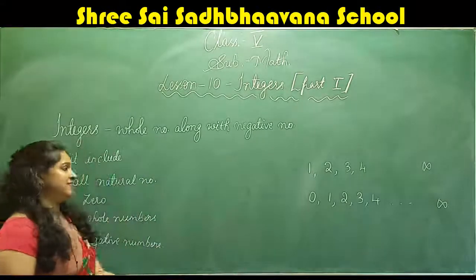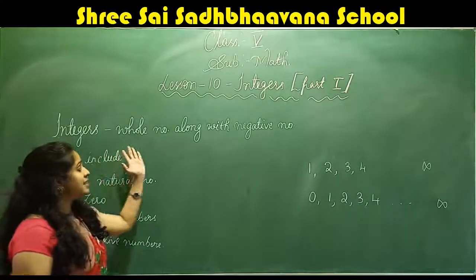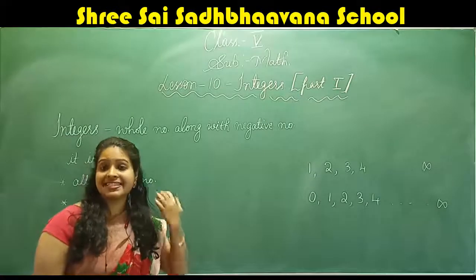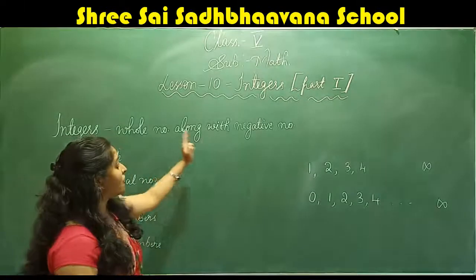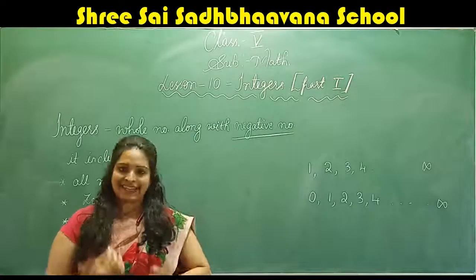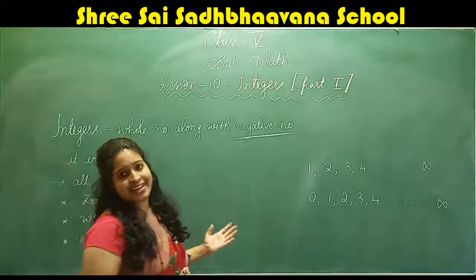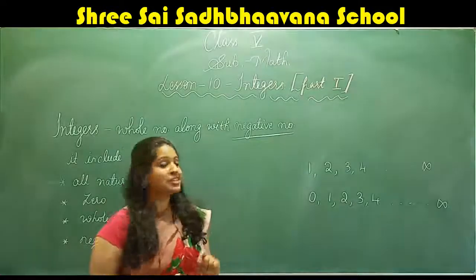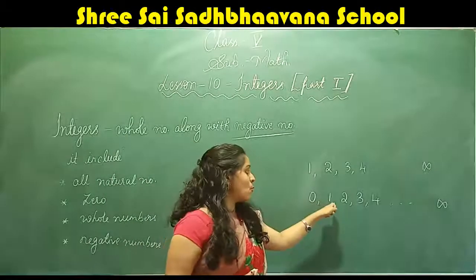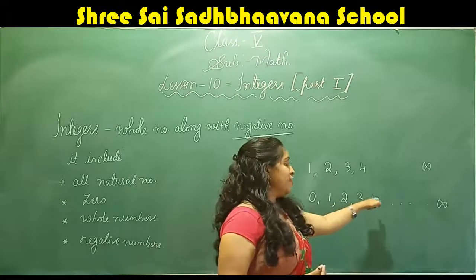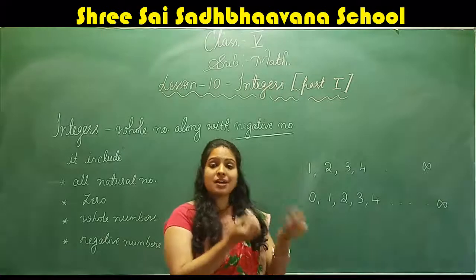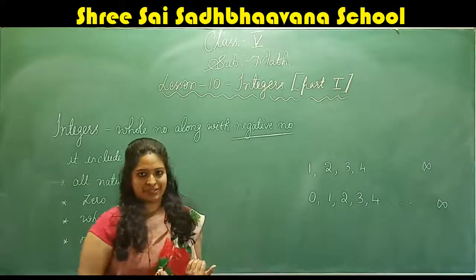What do you mean by integers? Integers are nothing but the set of whole numbers along with the negative numbers. We already know what whole numbers are: they start with 0, 1, 2, 3, 4. So these are whole numbers, along with the negative numbers.